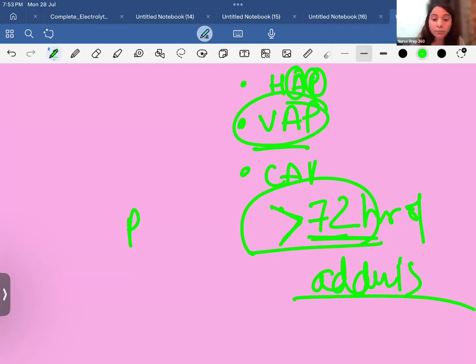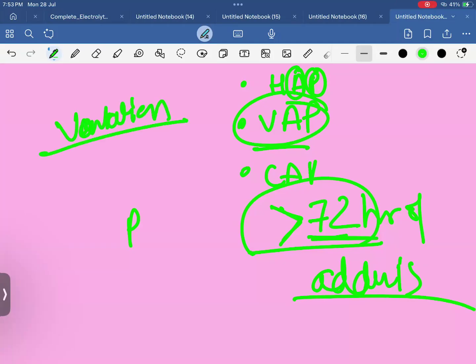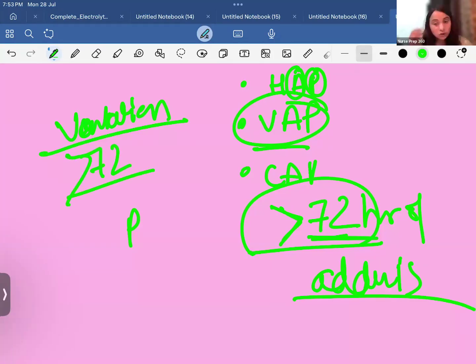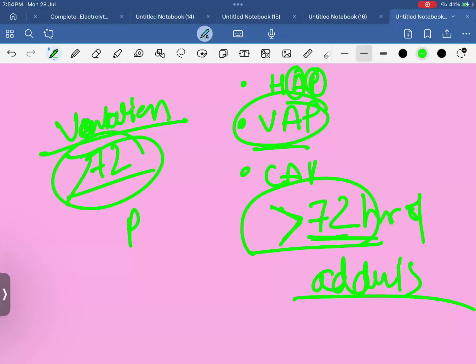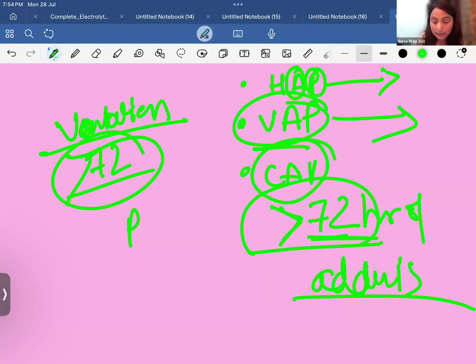Now let's study ventilator associated pneumonia. Ventilator associated pneumonia means when you kept the patient on a ventilator, and 72 hours later, after keeping the patient on the ventilator, the patient got pneumonia. So the timeline is 72 hours. So there is hospital acquired pneumonia, ventilator associated pneumonia, and one more thing called community acquired pneumonia.